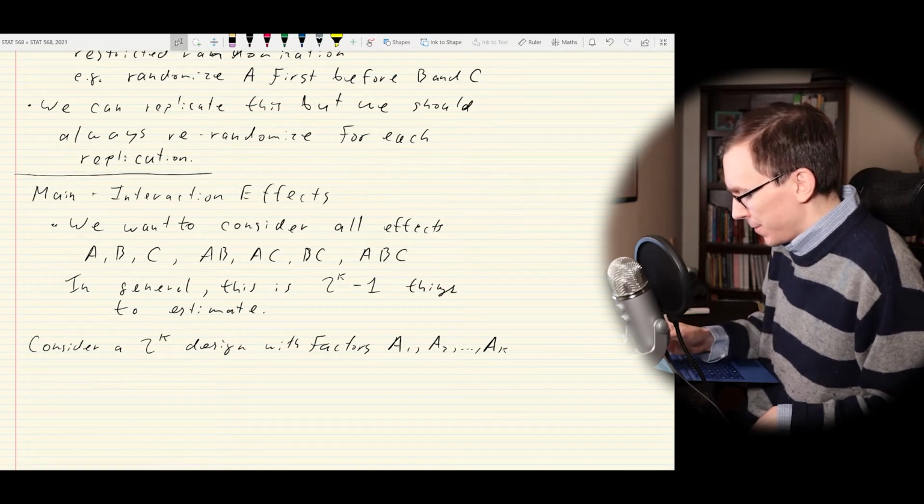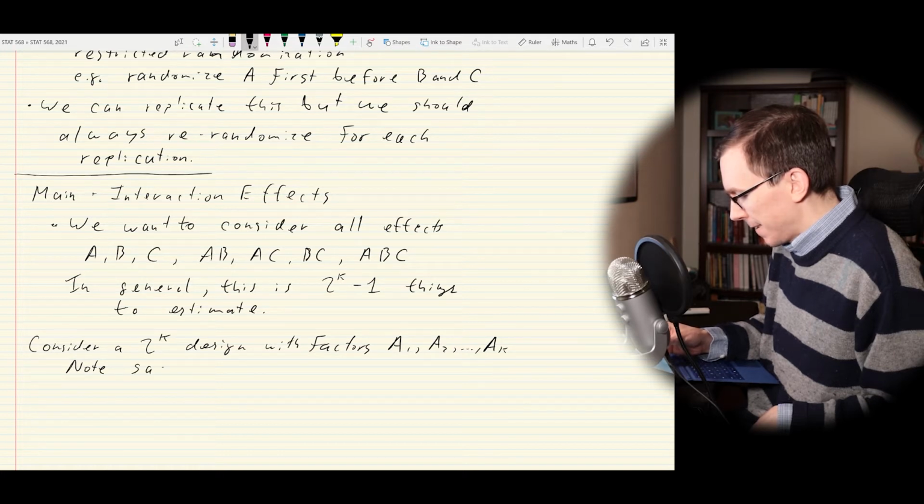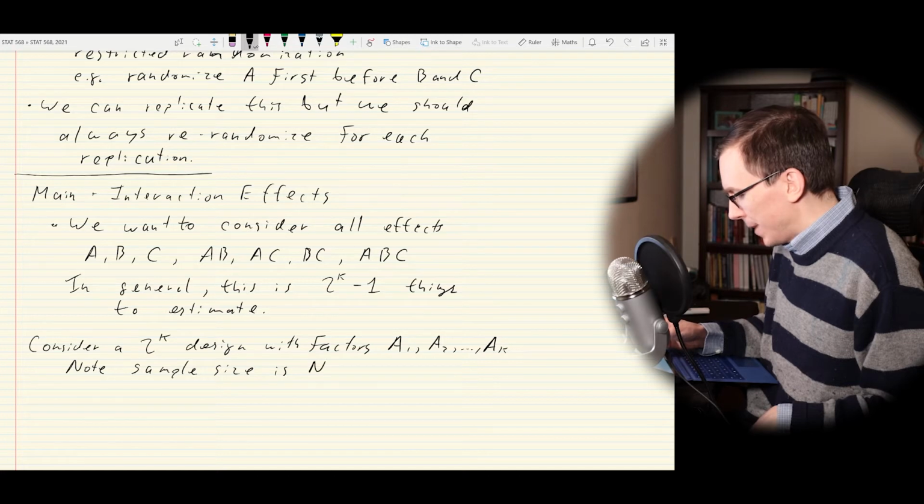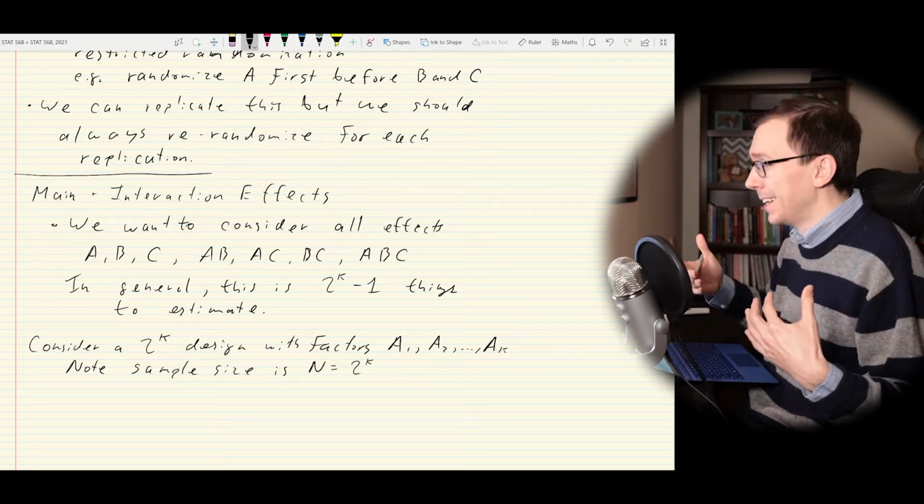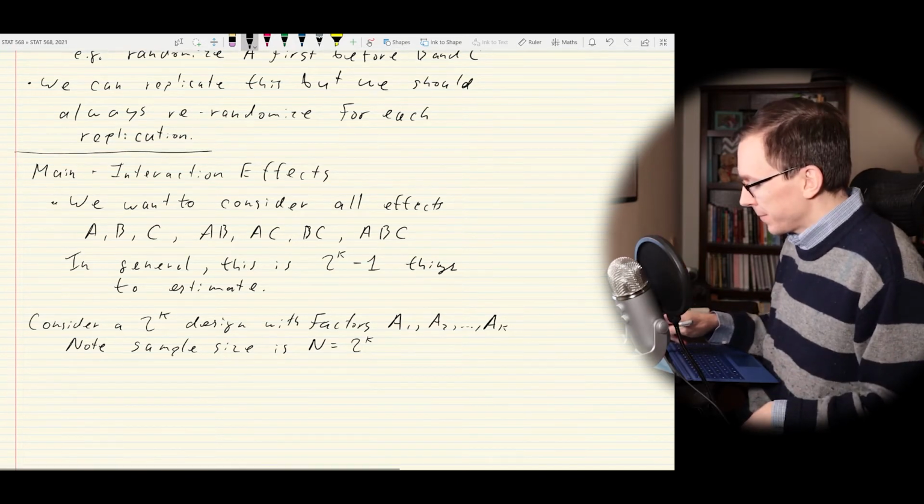Well, we have a couple things. First of all, note that the sample size is capital N, which is 2 to the k. I'm assuming that I'm not replicating at the moment.